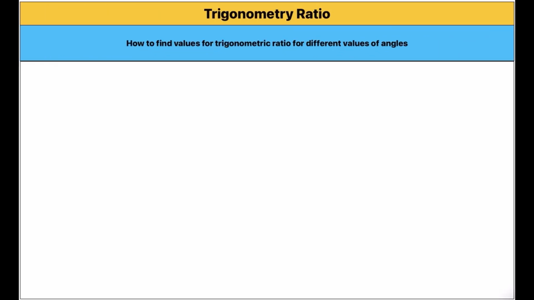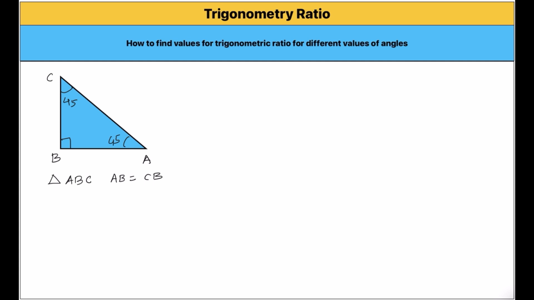Let's find out the trigonometric ratio values for angle 45. To find out, we have taken isosceles triangle ABC. Now in an isosceles triangle, two sides are equal. AB is equal to CB. And that's why angle C and angle A are also equal, which are 45 degrees. Angle B is 90 degrees.